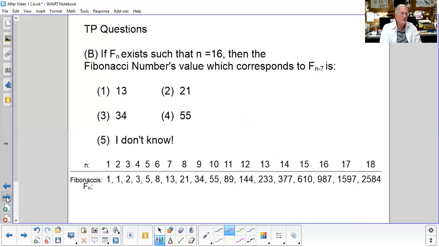If F sub N exists such that N is 16, then the Fibonacci number's value, which corresponds to F sub N minus 7, is what? Now, wait a minute.